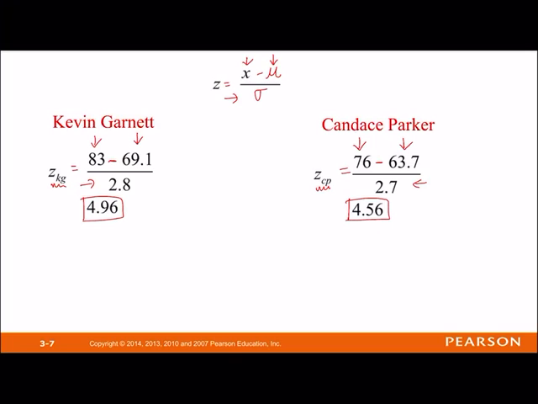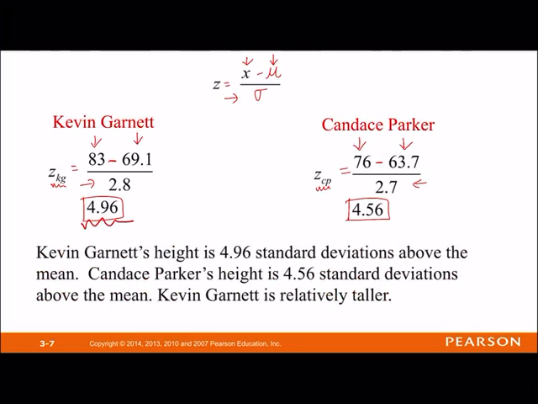Okay, so the person who ends up having the higher z-score is going to be the person who's taller here, or relatively taller. So it's going to end up being Kevin Garnett. Kevin Garnett's height is 4.96 standard deviations above the mean. Candace Parker's height is 4.56 standard deviations above the mean. Therefore, Kevin Garnett is relatively taller because he's further away from the mean.